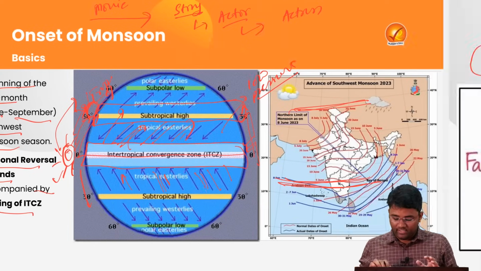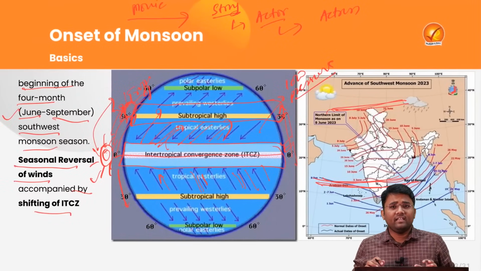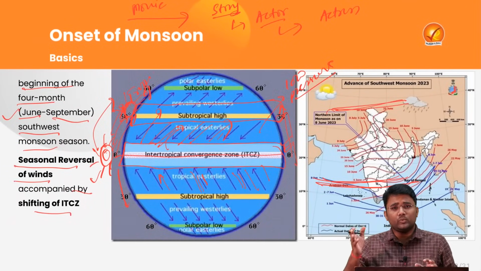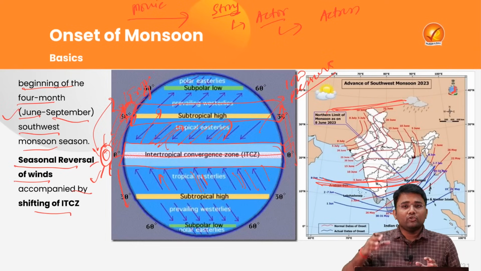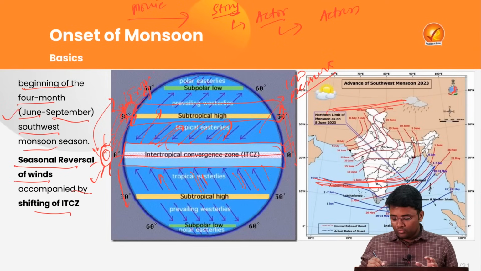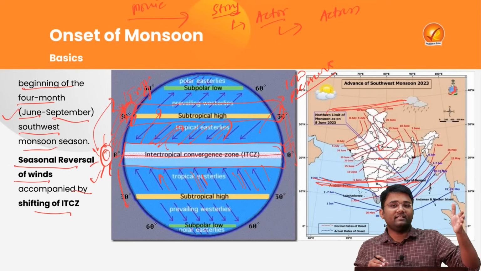Now, another reason is the high pressure area near Madagascar. Madagascar is a country situated near the African continent, and there is a high pressure area in Madagascar. Due to the heating here in the Indian subcontinent, a low pressure area is created, and in the Madagascar area there is a high pressure.